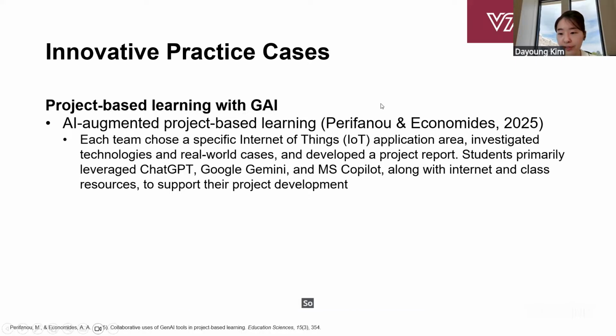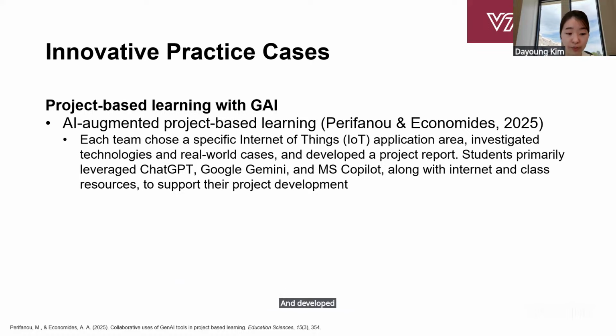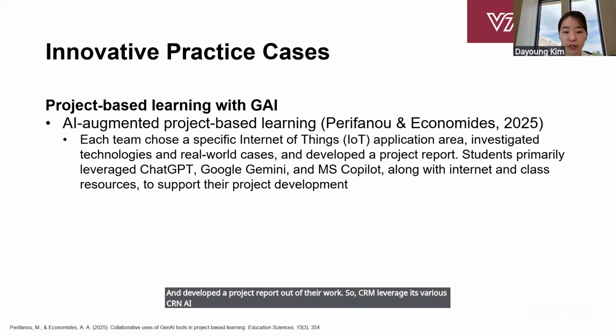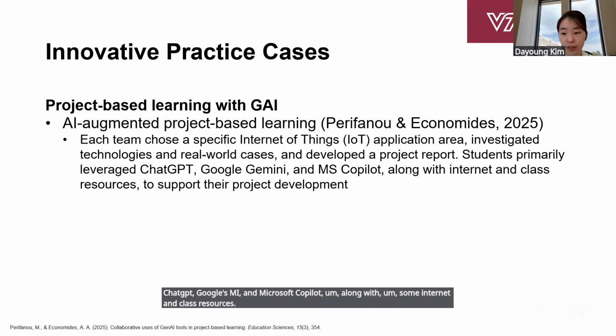So the authors here had student teams build IoT projects with AI tools. Each team chose a specific Internet of Things application area, investigated technologies and real-world cases, and developed a project report out of their work. Students leveraged various Gen AI tools while working on it, including ChatGPT, Google Gemini, and Microsoft Copilot, along with some internet and class resources to support their project development.